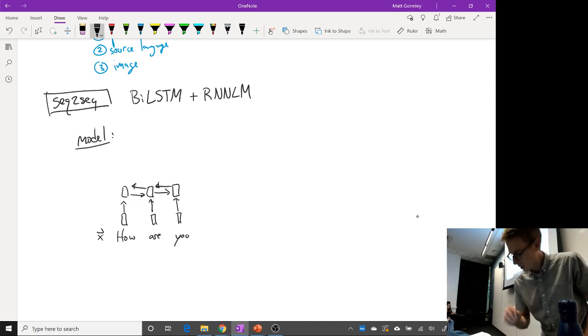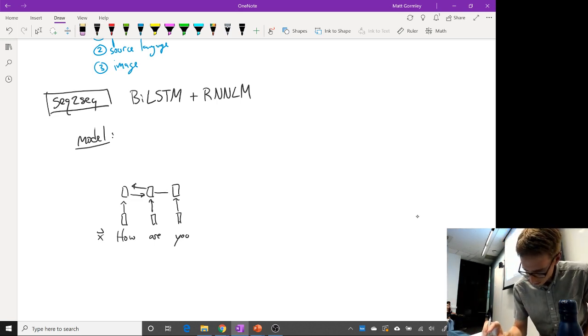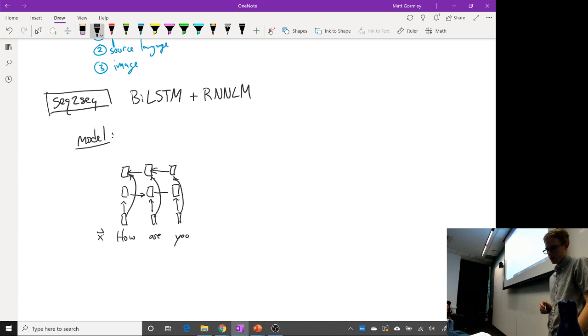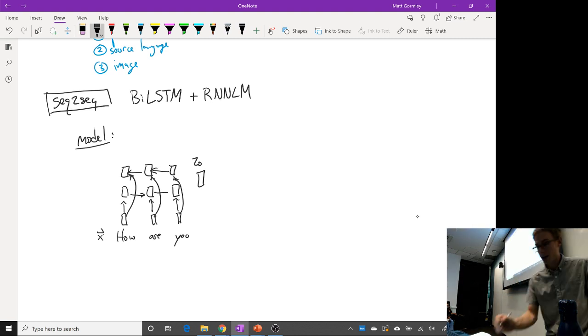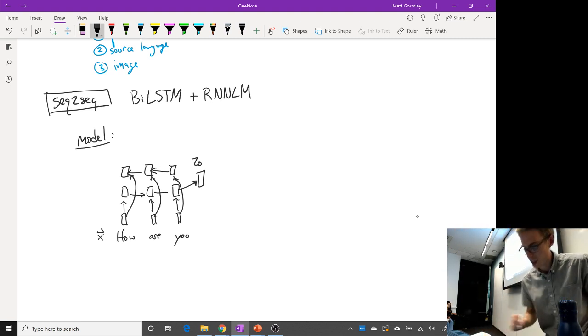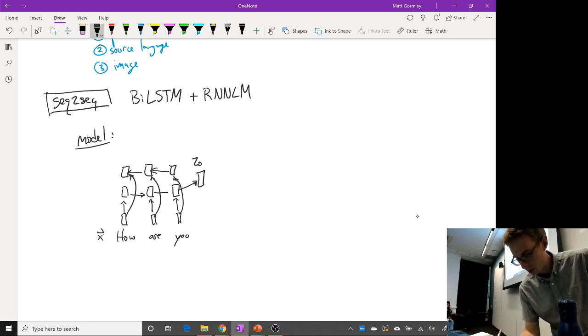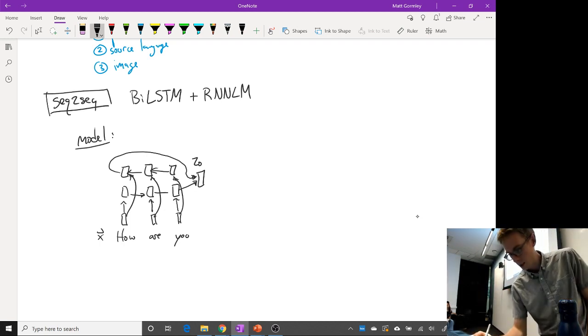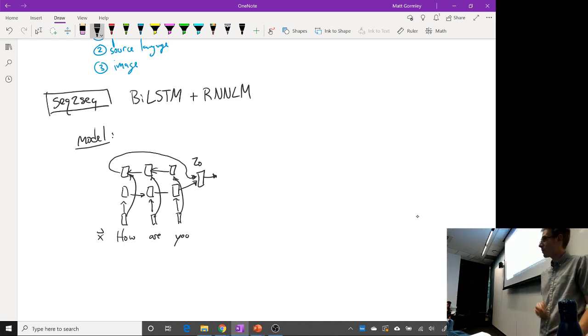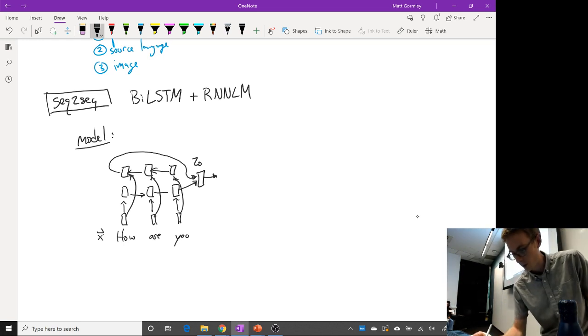And what it could then do, let's actually make that a little more precise. So here the inputs also feed into this second layer. And then we can have some vector, let's call it Z0, that represents the entire input. And it does that by taking the last vector of the forward LSTM and the first, or last, however you want to read it, vector of the backward LSTM. And then, here's the fun part, it feeds it into a recurrent neural net language model.